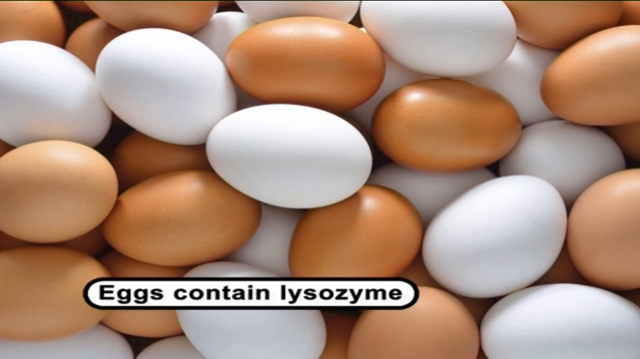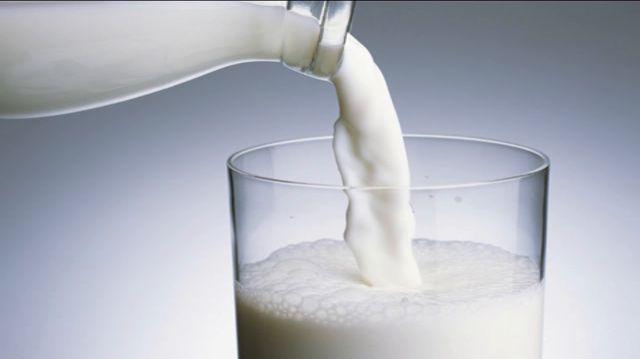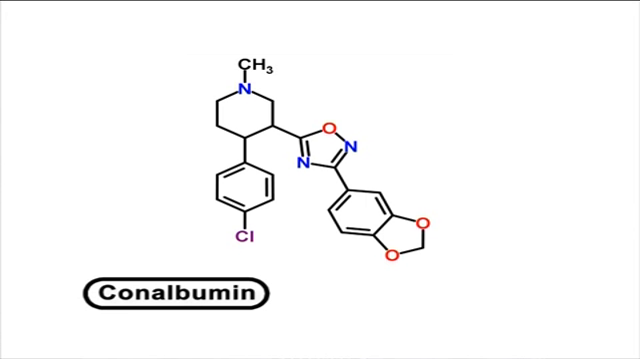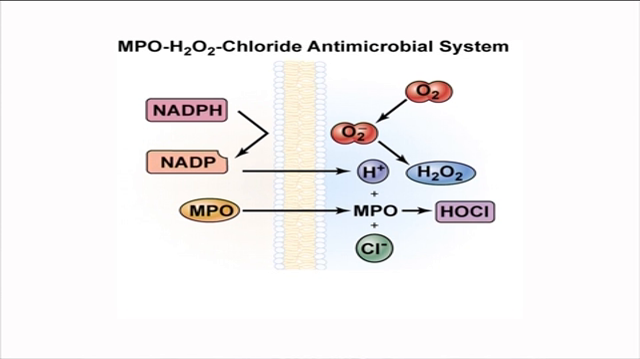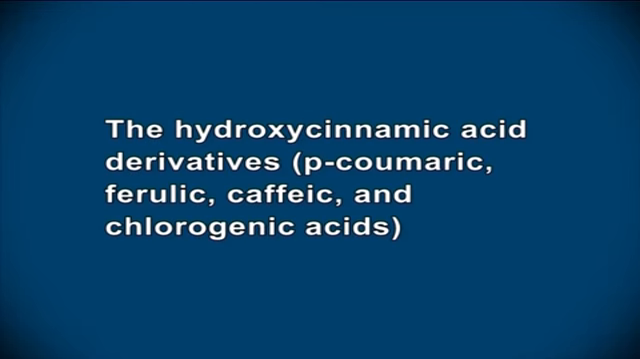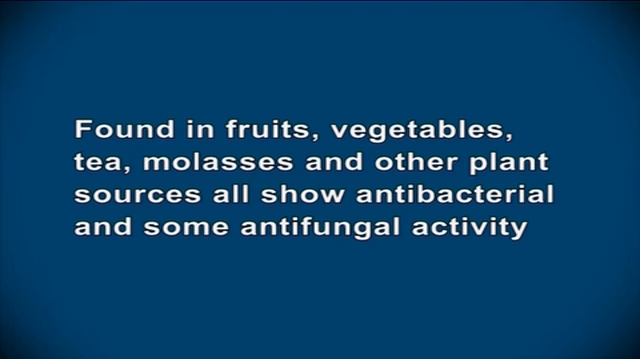Eggs contain lysozyme, as does milk, and this enzyme along with conalbumin provides fresh eggs with a fairly efficient antimicrobial system. The hydroxycinnamic acid derivatives, that is para-coumaric, ferulic, caffeic and chlorogenic acids, found in fruits, vegetables, tea, molasses and other plant sources, show antibacterial and some antifungal activity.